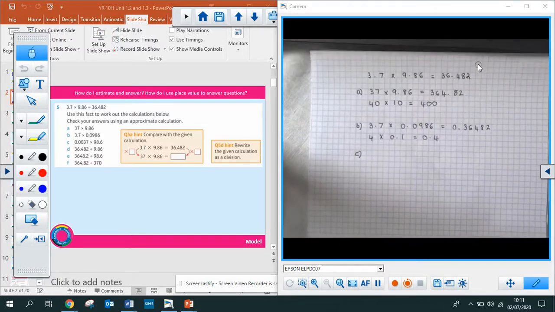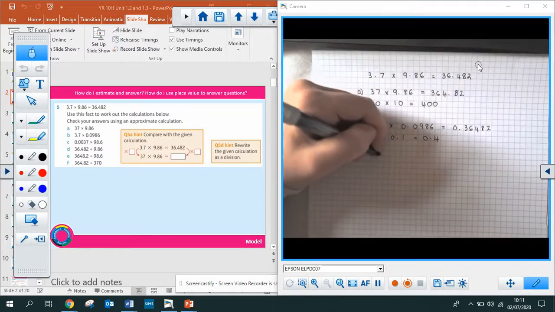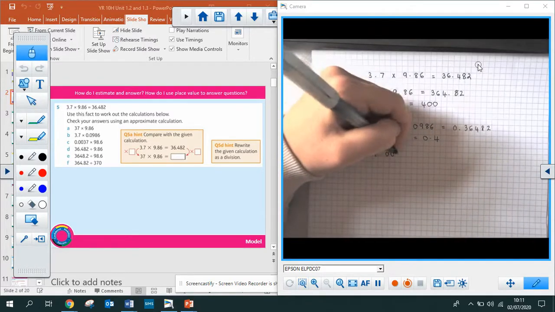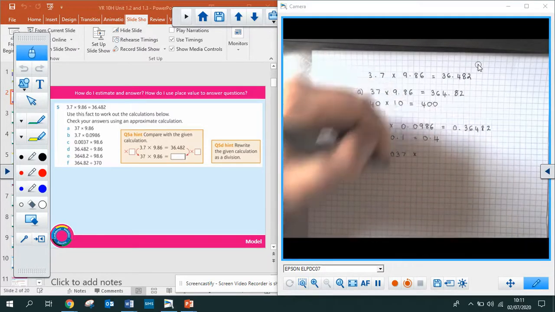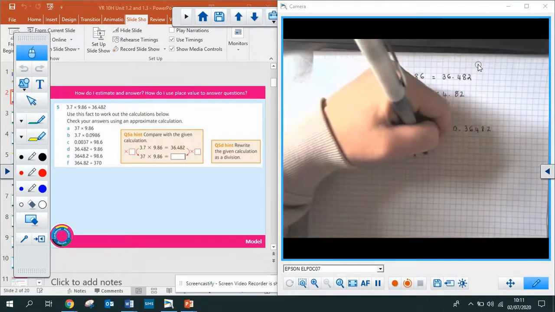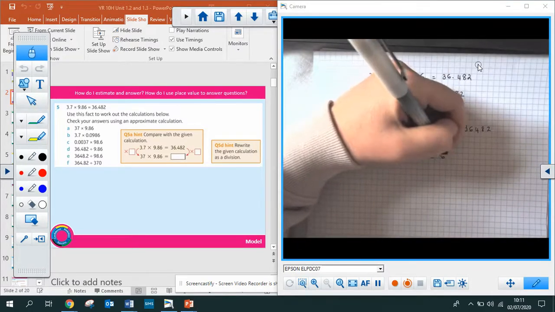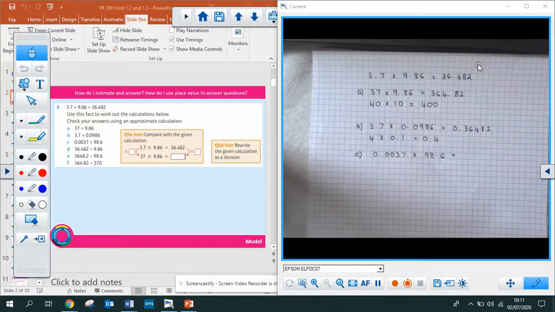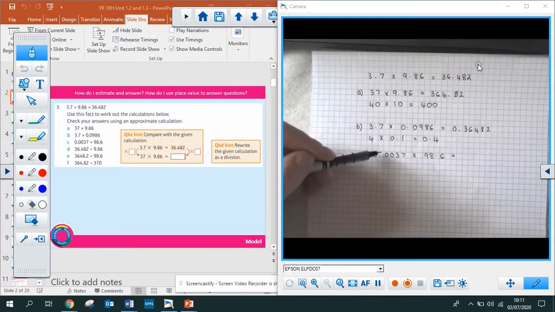Part C. 0.0037 multiplied by 98.6. Okay? I need to look at my relationship between each. They've both changed now, but I just need to see by how much. So to get from 3.7 to 0.0037, we would divide 3.7 by 1,000. So 1, 2, 3, yep, it would be divided by 1,000, okay?